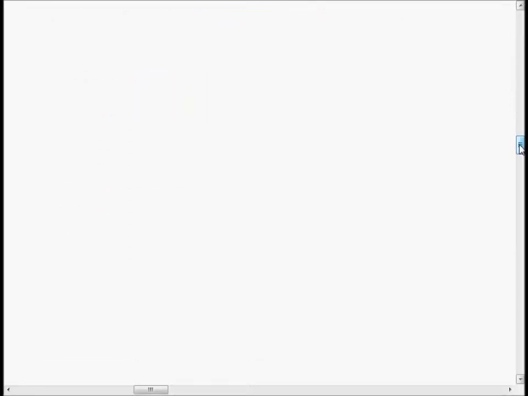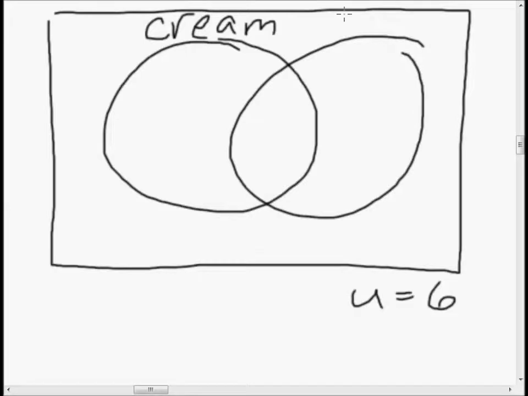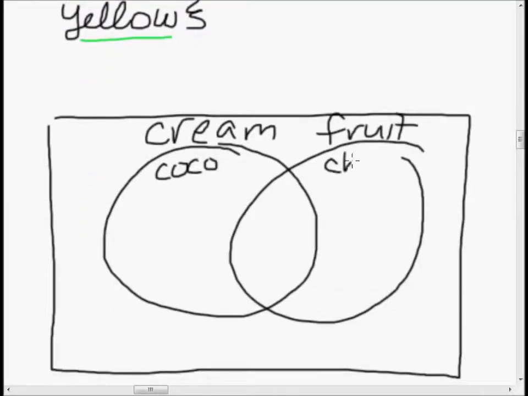I'm gonna scroll down here and we're gonna go back to our black ink, and let's go ahead and draw our universe again, right? And we'll label it, and there's 6 things in it, and we're gonna draw our cream, and we're going to draw our fruit. Please forgive my circles, they're not very pretty. And so let's see, we had coconut, and we're just going to call it cocoa. We had, what else is on the list? I can't really remember this stuff. Cherry, and cherry's just in fruits, that's okay.